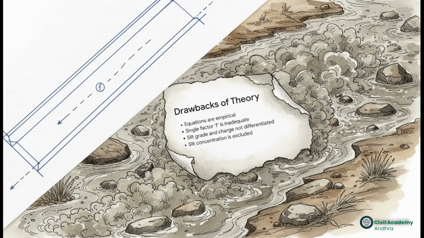However, as every engineer knows, theoretical models are usually just practical approximations. Lacey's theory definitely has its drawbacks. For starters, the equations are entirely empirical, meaning they're based on real-world observation, not pure fundamental physical laws. Also, relying on a single factor F really isn't adequate to capture all the complex silt characteristics. He didn't differentiate between silt grade and silt charge, and honestly, the actual concentration of the silt is completely excluded from the model. Pretty crazy, right?